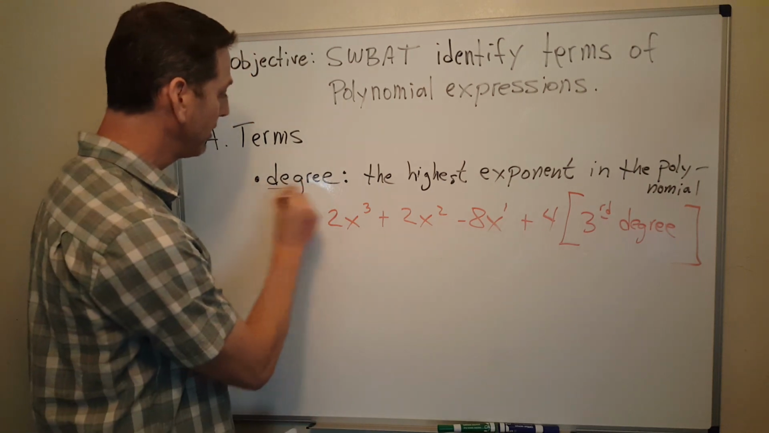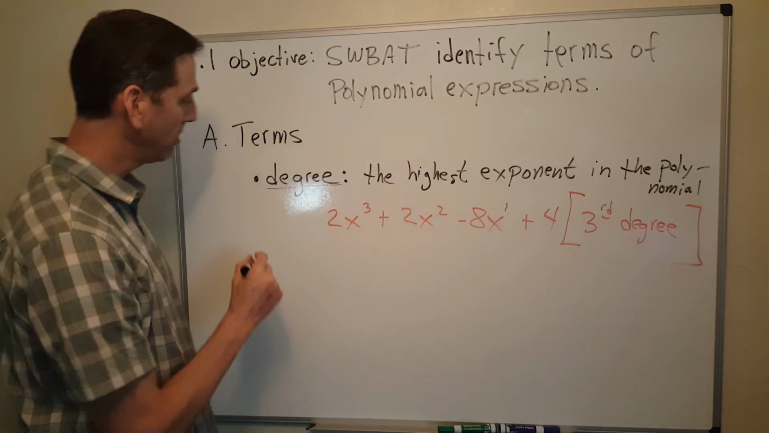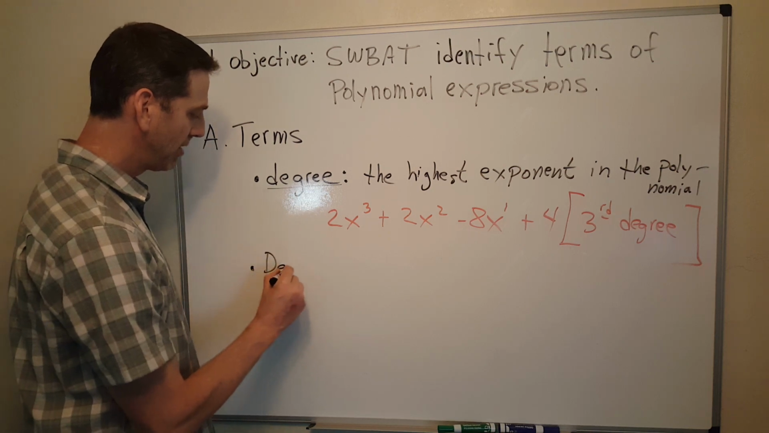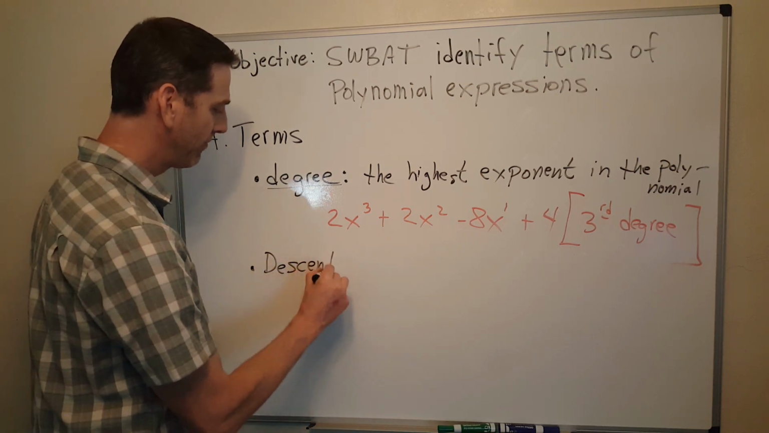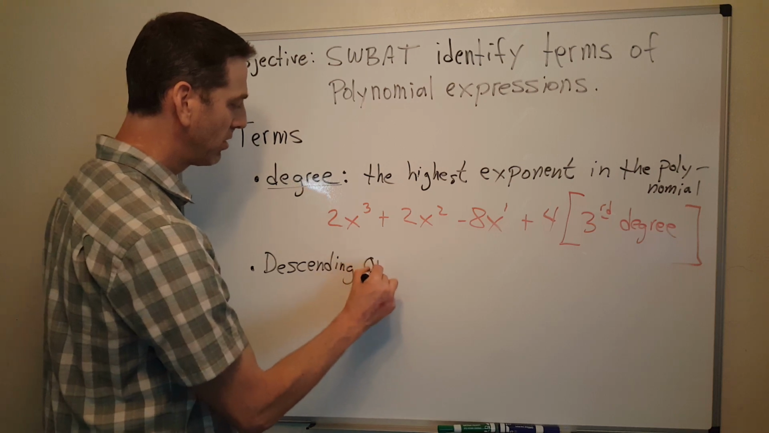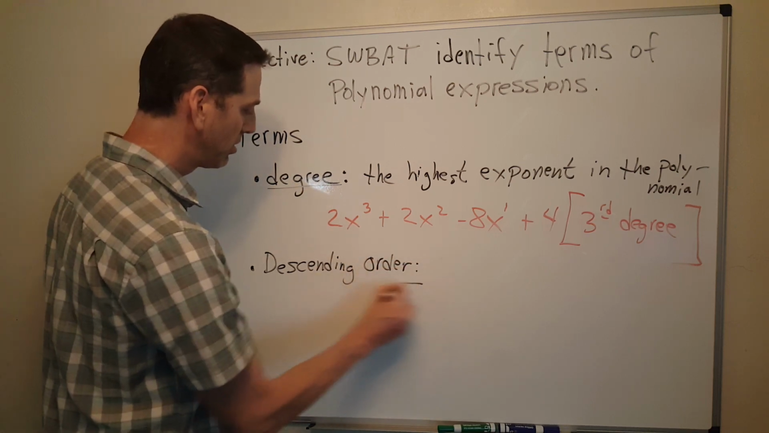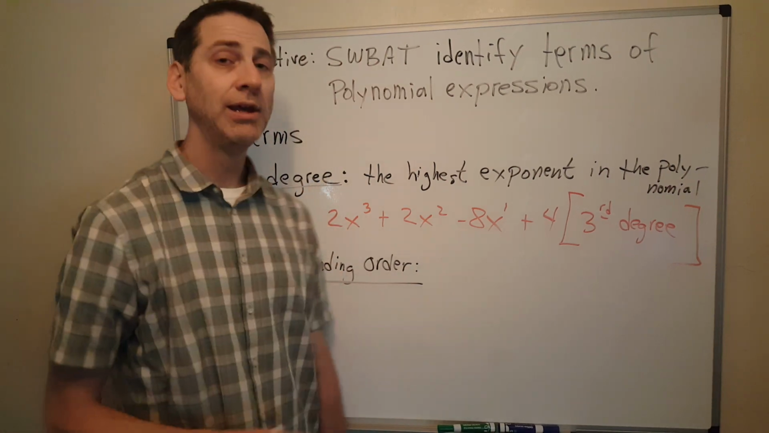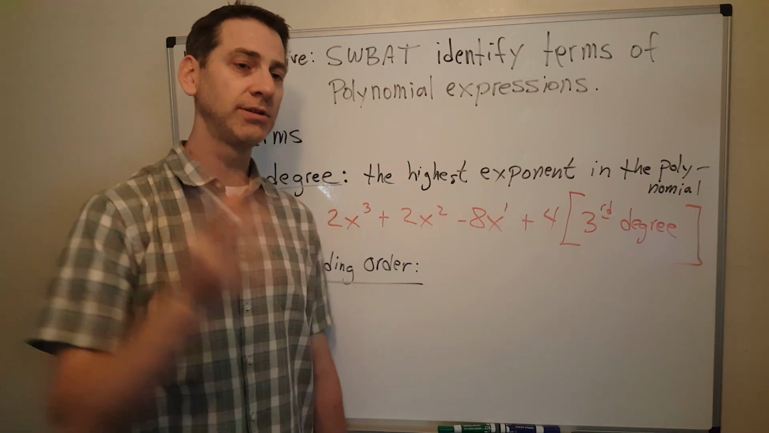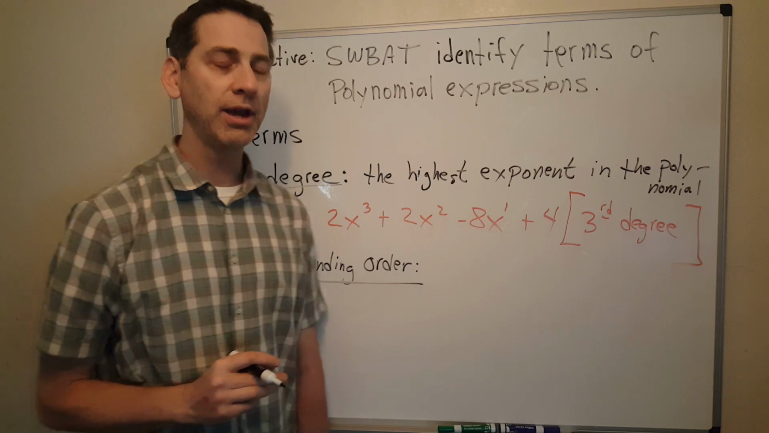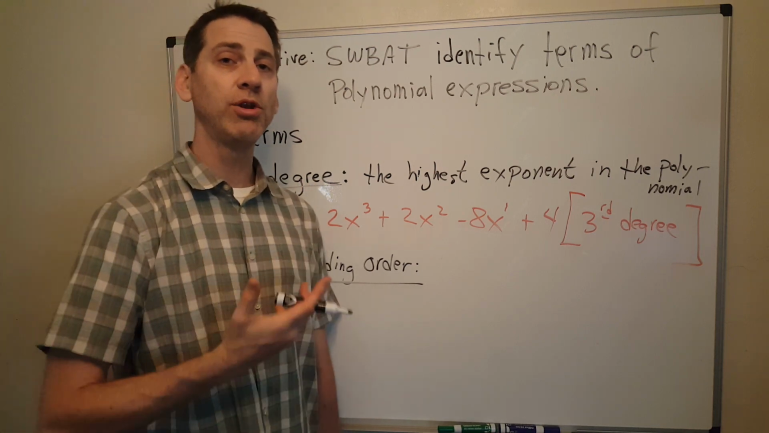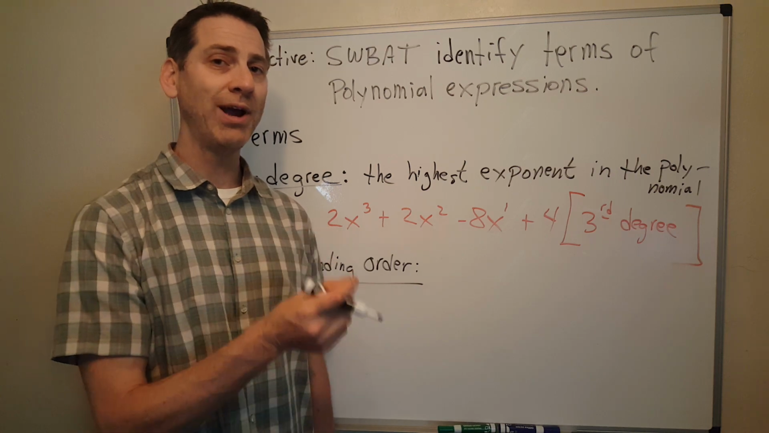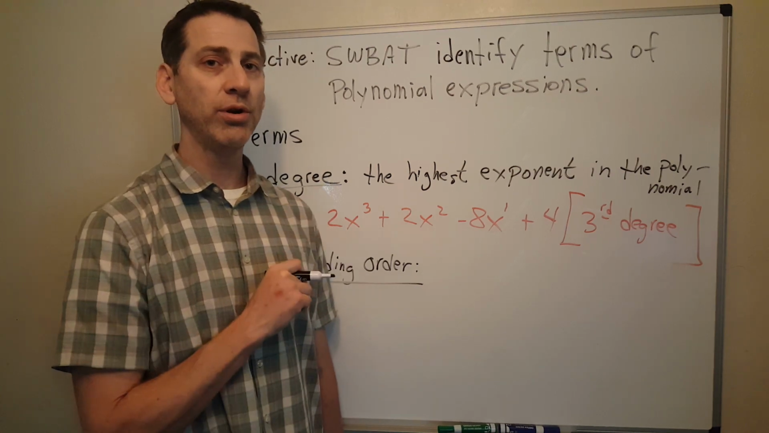That's an important term. One more term, and this is descending order. What does descending mean? Descending just means from largest to smallest. When we are writing polynomials in algebra, the standard form is to write them in descending order.